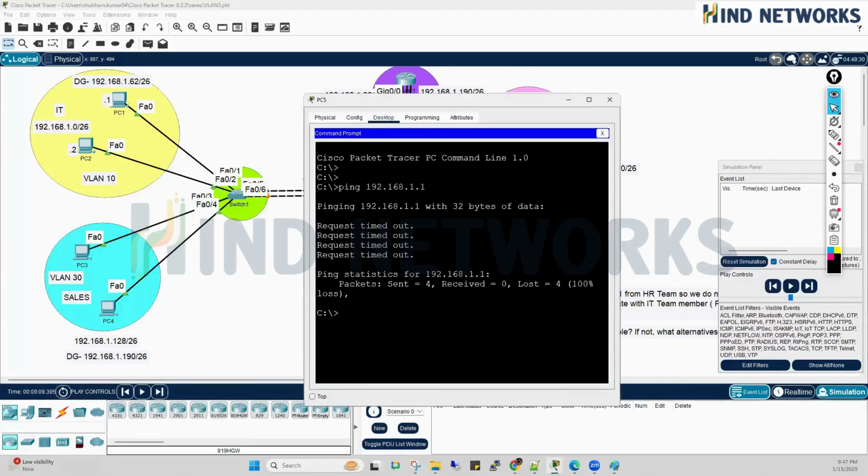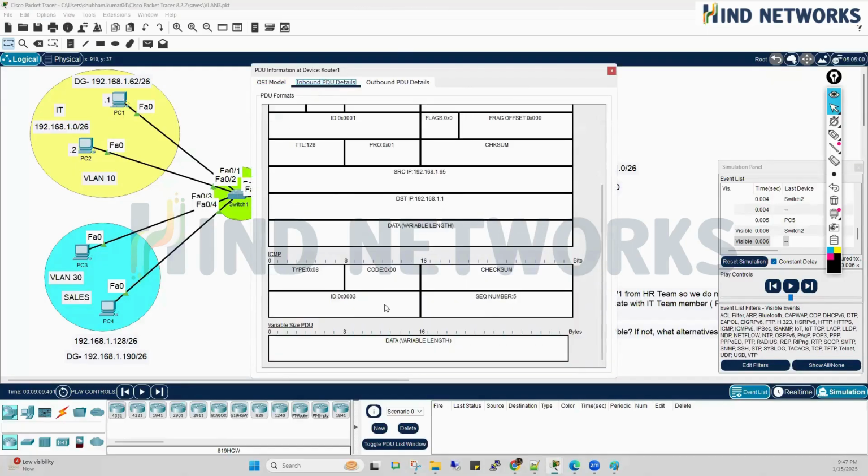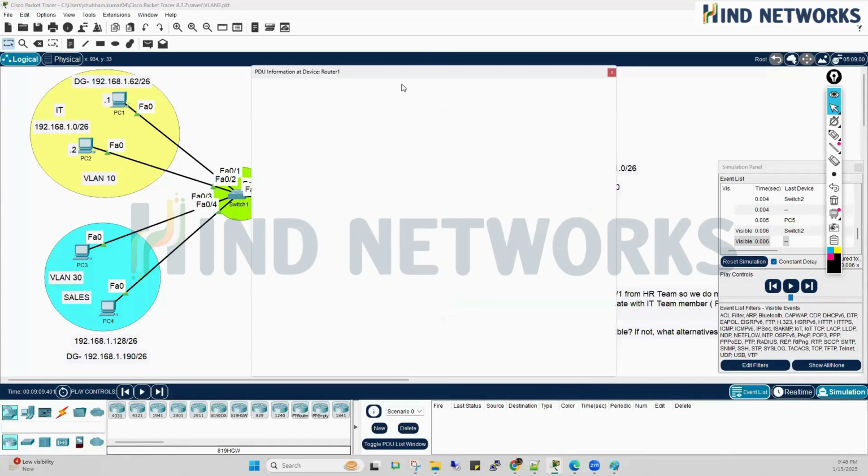Now, let me check. Can we ping 192.168.1.1? The packet reaches here. Two packets here. One is ARP. See, one is ARP. ARP is broadcast. It came here. It is sending the ICMP packet. The ICMP packet will reach the router. Let me check. This is the ICMP packet. Source IP is 192.168.1.65. Destination is 1.1.